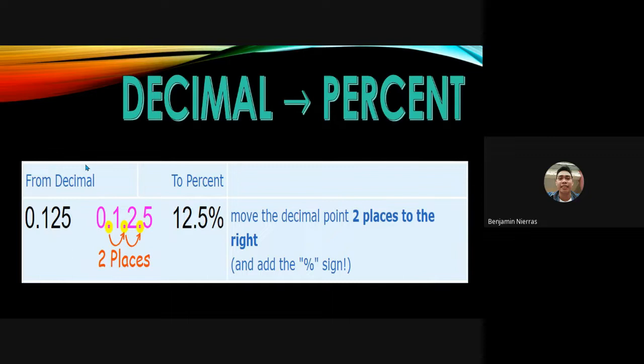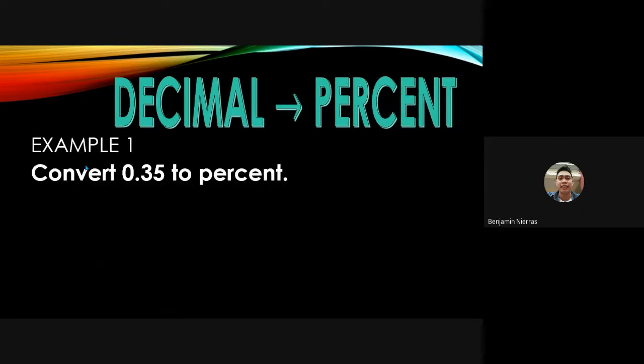Speaking of percent, cent means 100, so percent means per 100. Whatever the given, just multiply it by 100, and then the answer is in percent form. Don't forget to affix the percent sign. Instead of multiplying it by 100, just move the decimal point to the right by 2 places. That's the shortcut.